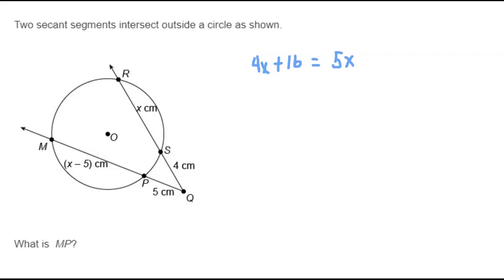Now I'm going to subtract 4x from both sides, which is going to give me 1x, and that's going to tell me that x is equal to 16. Now, notice they did not ask me for the value of x. So instead, I'm going to go ahead and plug in 16 for x, and I'm going to subtract 5. What is MP? 16 minus 5.